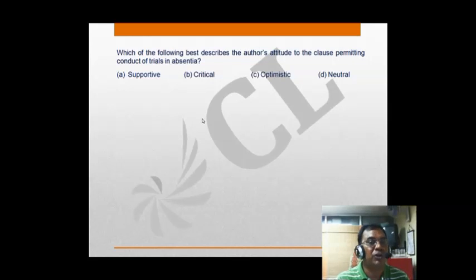Author's attitude to cause conduct of trials in absentia. So definitely he was critical about it. You cannot go for it. So one has to be critical. Okay.